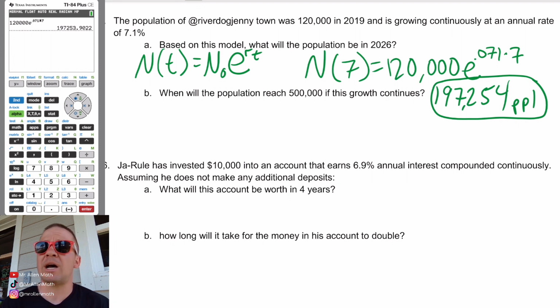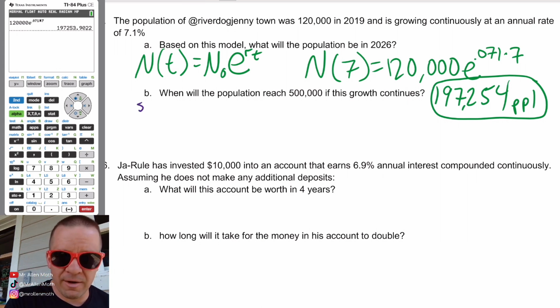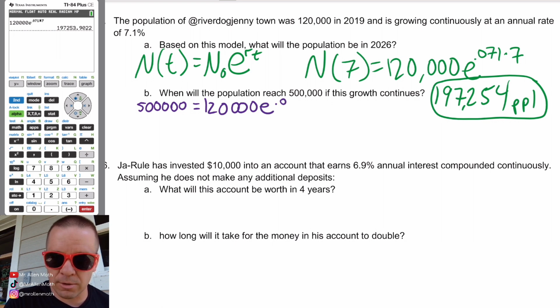But at this point in time, we're going to go ahead and solve it algebraically. I want to get exactly what it is, exactly based on the model, right? So I'm going to set up an equation. We said 500,000 people, 1, 2, 3 equals 120,000 times e to the 0.071t. Now we're solving for t.